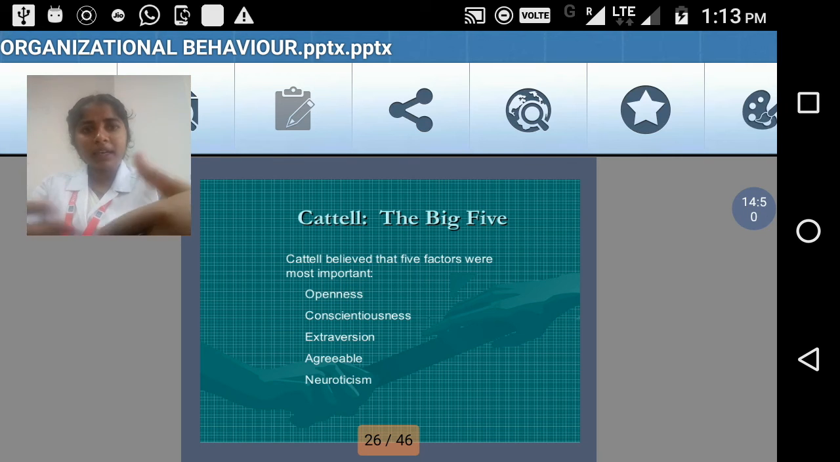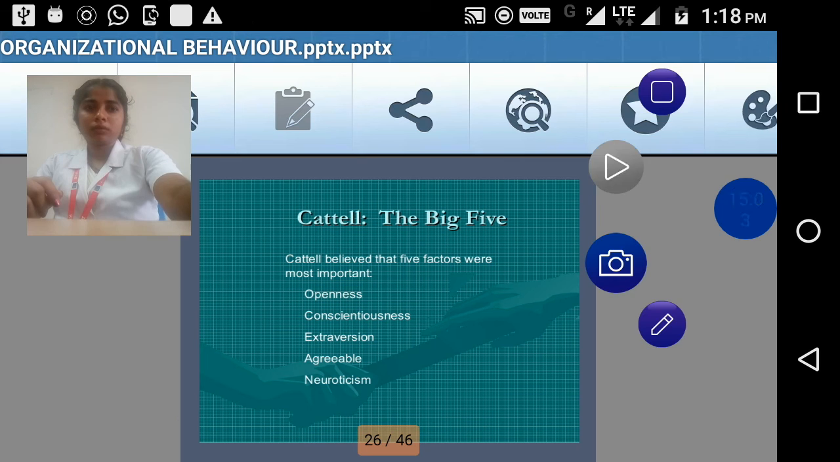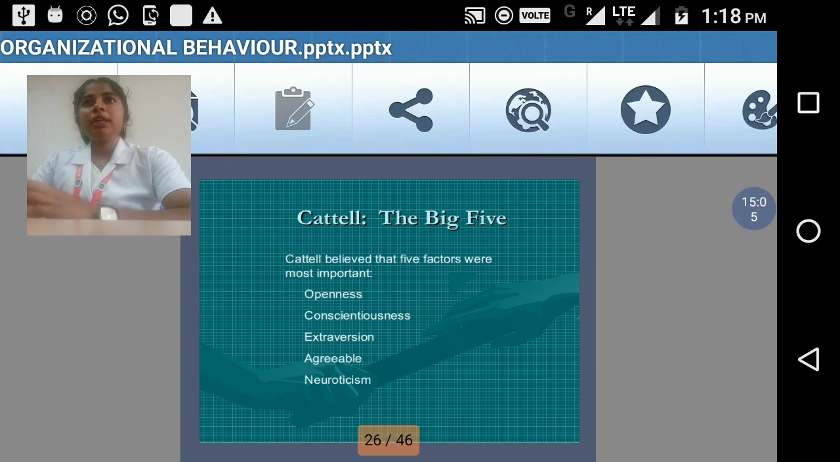Next, Cattell explained the big five personality traits. The first one is openness, the second is conscientiousness, and then extroversion, agreeableness, and neuroticism. Extroversion means being outgoing, energized, and gregarious, versus quiet, withdrawn, and unassertive, always in a quiet and withdrawn manner.